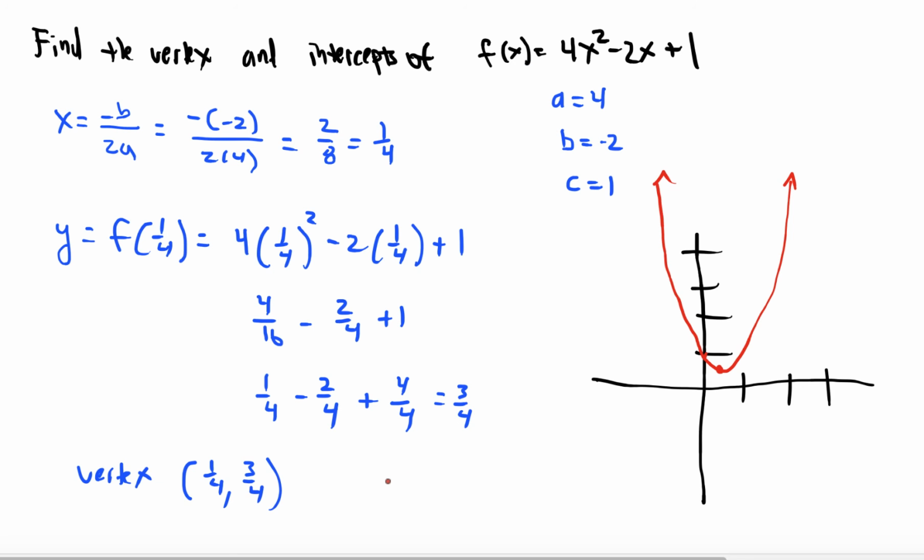Now the y-intercept is always the easiest one to find. To find the y-intercept, we just plug in 0, so f of 0. We plug in the 0 here, and we get 1. And so the graph sort of connects, everything goes together here. So the vertex is at 1/4, comma, 3/4. The y-intercept is at 1, and there are no x-intercepts here.